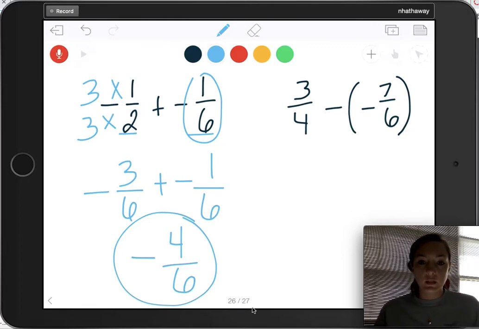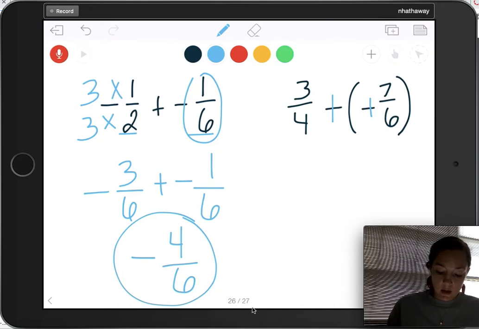Now let's move on to this subtraction. Remember subtraction, we add the opposite. So I'm going to add, and the opposite of negative 7/6 is positive 7/6. Well, now I'm just adding two positive fractions. Wonderful. But I don't have a common denominator. I have to find one.